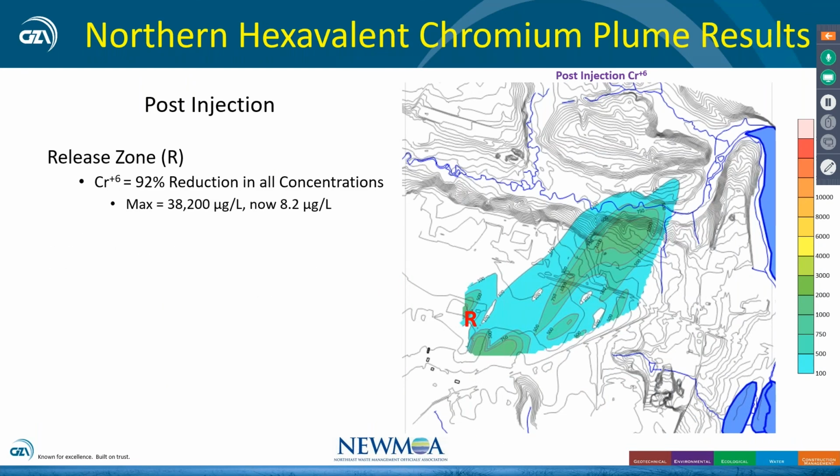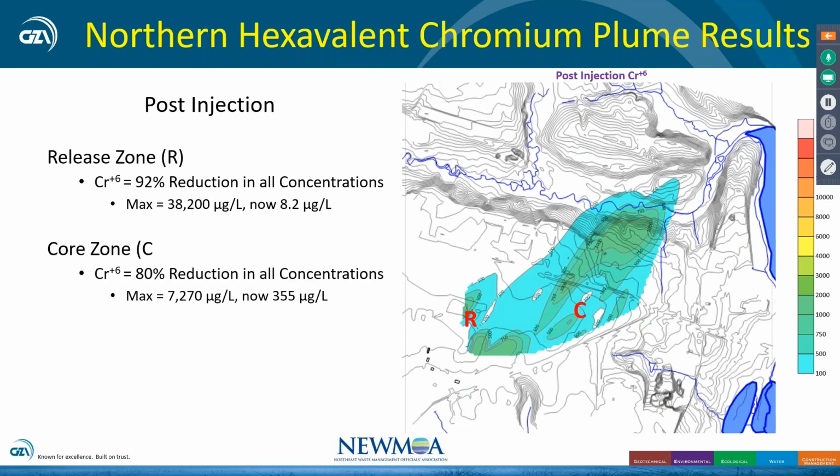And in reality, what we found was about 92% reduction at the source area. The highest concentration there was 51 ppm. So very high concentrations that we were able to reduce. In the core of the plume, where the graphic was a few minutes ago in terms of the thickness of the plume, we saw an 80% reduction in concentrations.